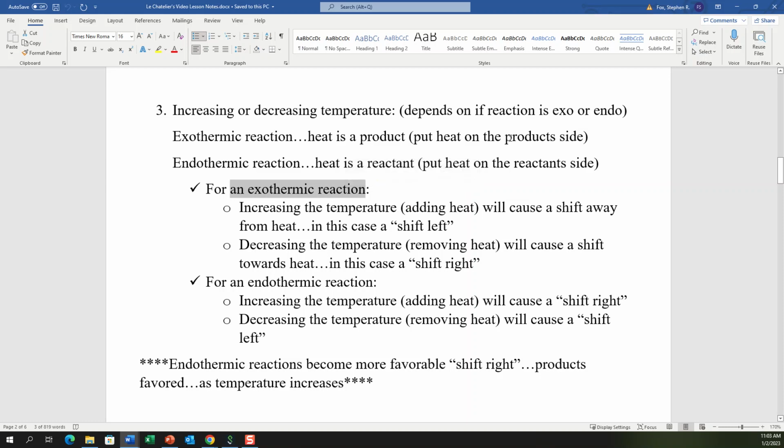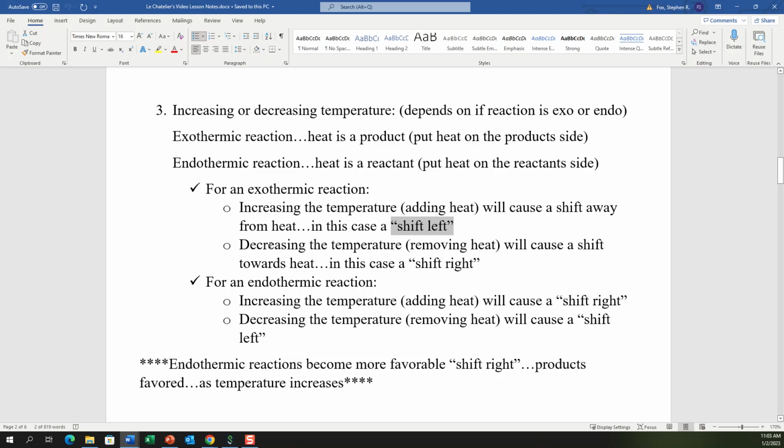Remember, if it's an exothermic reaction, you want to think of heat as a product. So heat is on the product side if you have an exothermic reaction. If you add heat, it's going to shift away from heat, which is on the product side, so it's going to shift towards the left. So if you increase the temperature of an exothermic reaction, you're going to cause it to shift left.